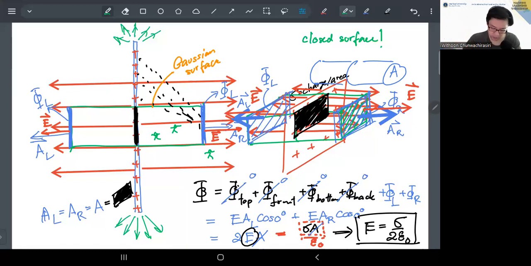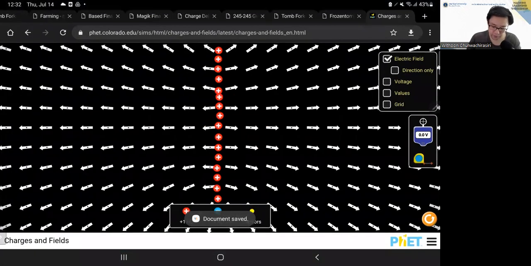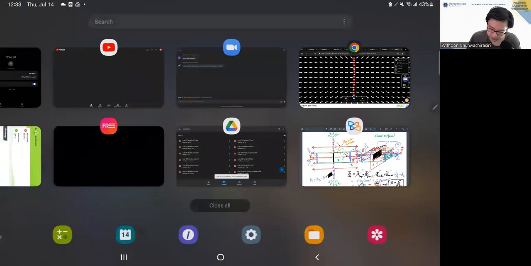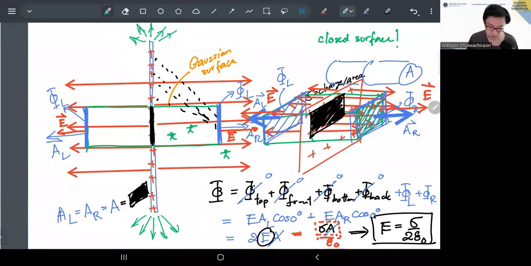Which looks pretty nice if you look at the simulation. If you focus on just the middle part of this whole thing, it looks pretty constant. Look at the arrow. The size of the arrow is still pretty good. All right, so that's fine. That looks pretty neat. Okay, so that's how it's done to calculate the electric field from a two-dimensional sheet of charge. And I hope you understand this one.